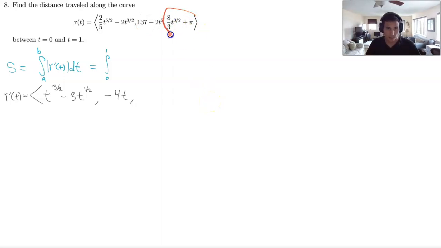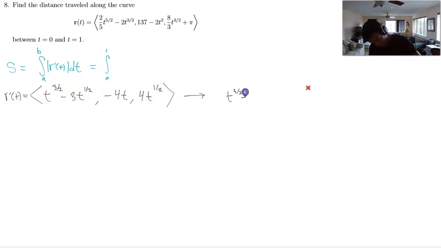And then for this section of the vector, what do we get? The 3/2 comes over, then the 3's go away, 8 over 2 is 4. Then 3/2 minus 2/2 is 1/2. So this is our vector. Now let's take the norm of it. When we take the norm, we square everything in here, add it, and then take the square root. So t to the 3/2 minus 3t to the 1/2, squared, plus negative 4t squared, plus 4t to the 1/2 squared.